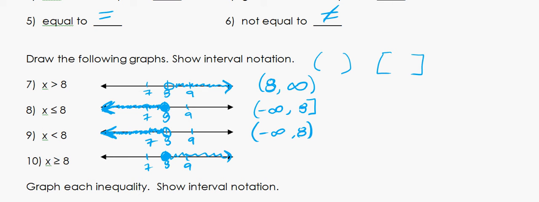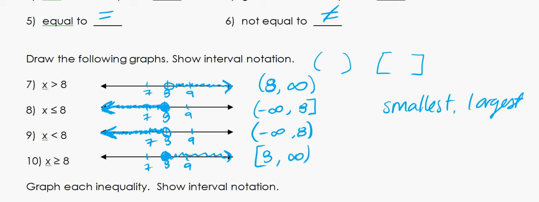Now, in interval notation, we always go from the smallest to the largest. That's a rule. In fact, let's write that off to the side in our notes. Smallest to largest. All right, the smallest value is 8. We're going to put a square bracket, and we're going to go off to infinity. This is interval notation.